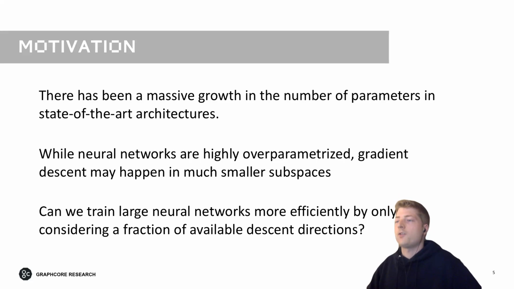And from the literature, there's some evidence that it might actually be possible to optimize these networks by only considering a smaller subset of the available weights so that we don't have to train the fully overparameterized model at the same time. So the motivation for this work, or the question that we asked ourselves, was really, can we maybe train these models more efficiently by considering only a smaller fraction of the available descent directions?